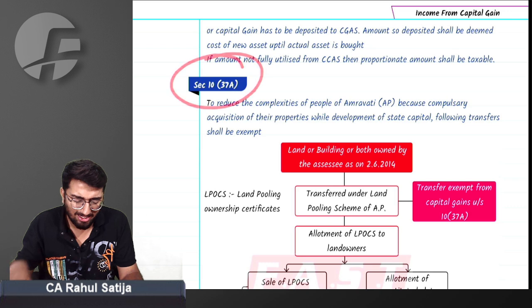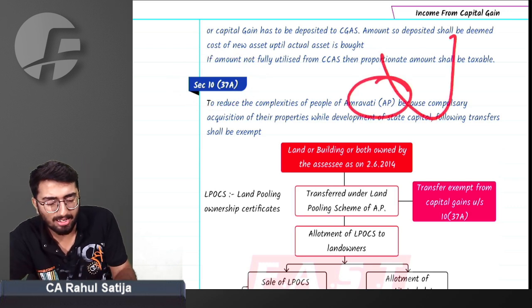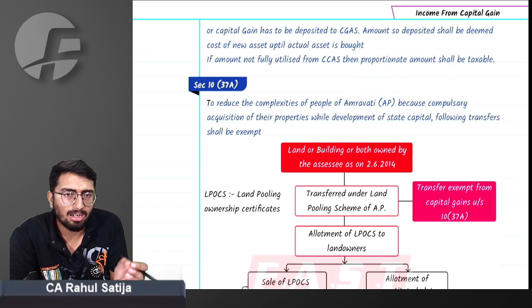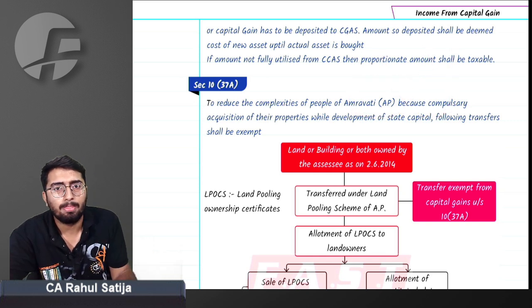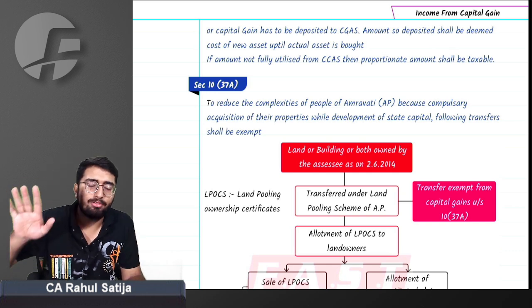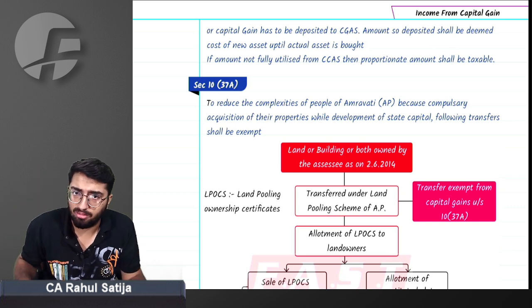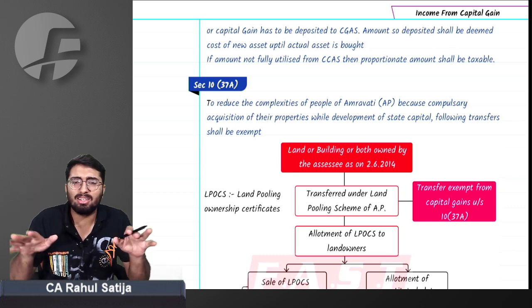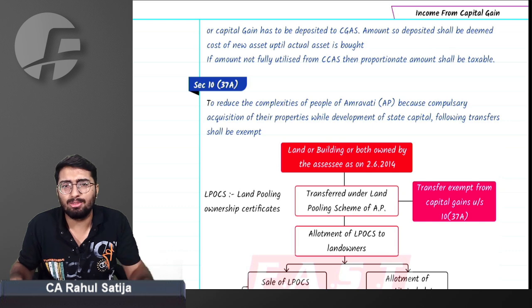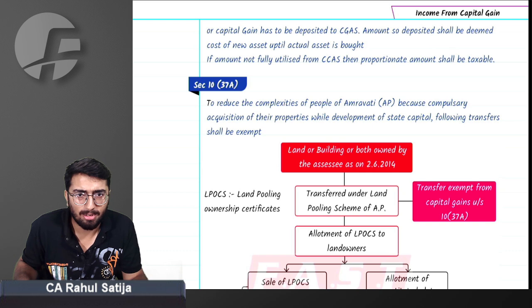Section 10(37), it is a very basic section. See, what happens is when Andhra Pradesh got split up and Telangana was created, the capital Hyderabad was shifted to Telangana. Now Andhra Pradesh wants to develop its capital. For development of its capital, it chose an area called Amravati. Now, Amravati was a village. People used to live in very small buildings, old wooden structures. Now, government wants to develop that property.